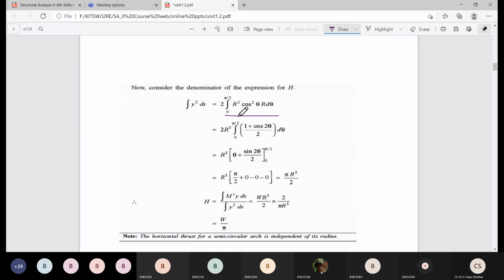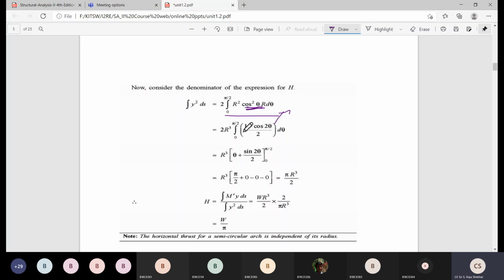Okay, so now integrate it. R cos square theta r into d theta. Just take common r cube, 2r cube into integration of cos square theta into d theta. Cos square theta can be written as 1 plus cos 2 theta by 2, from trigonometric equations.